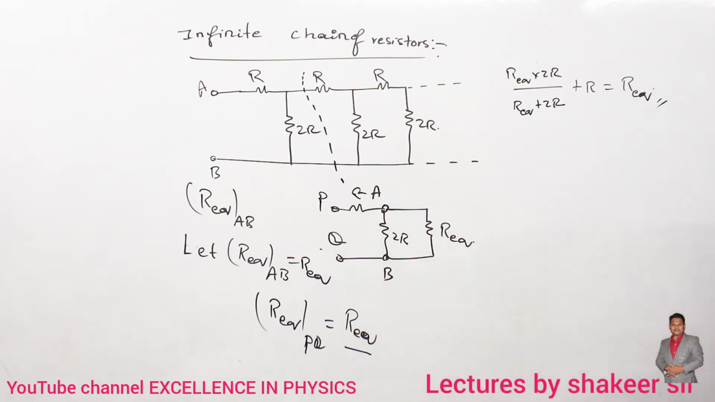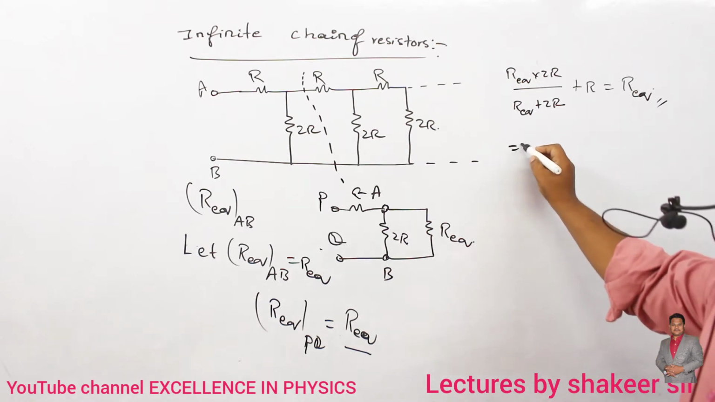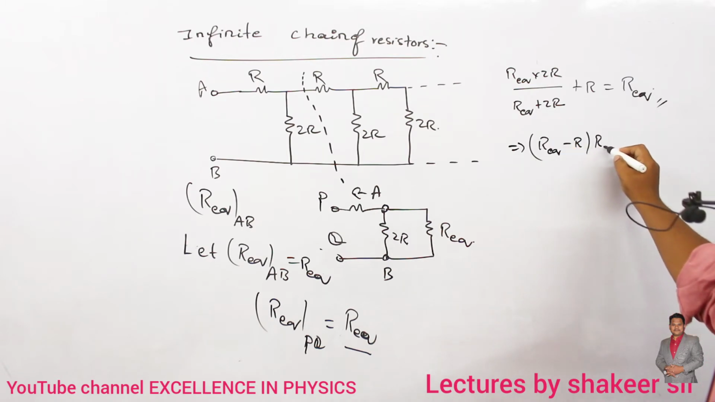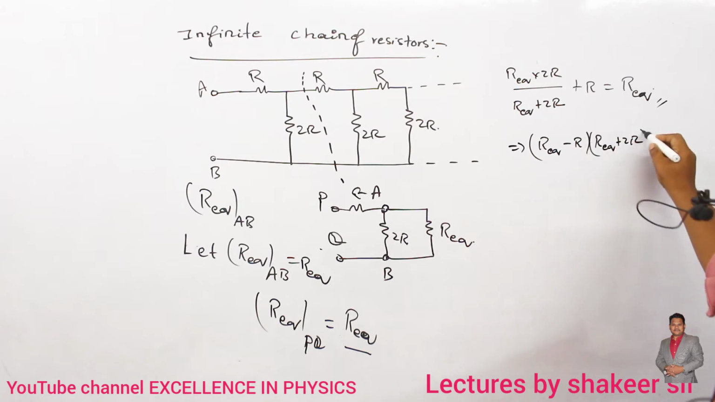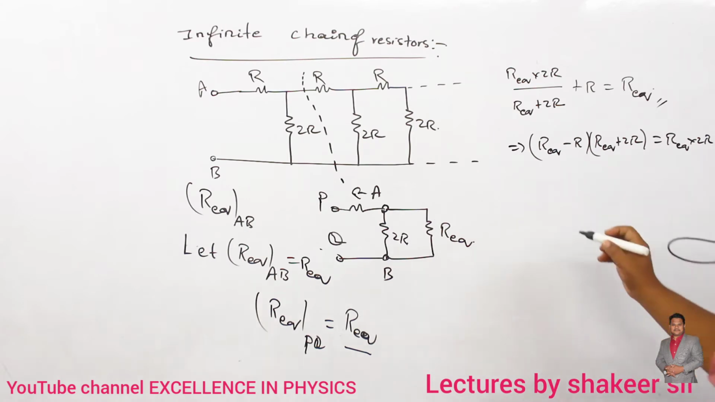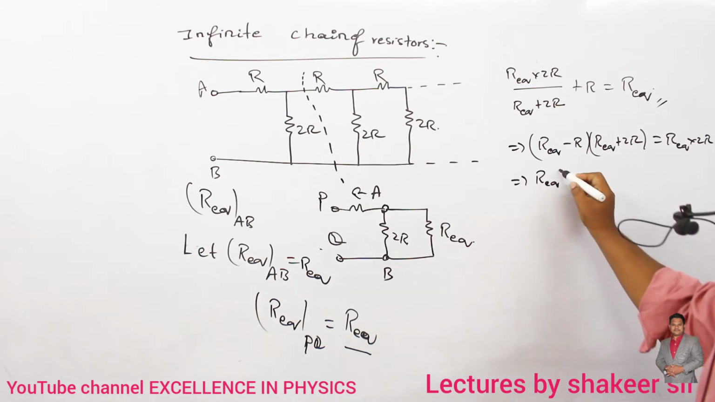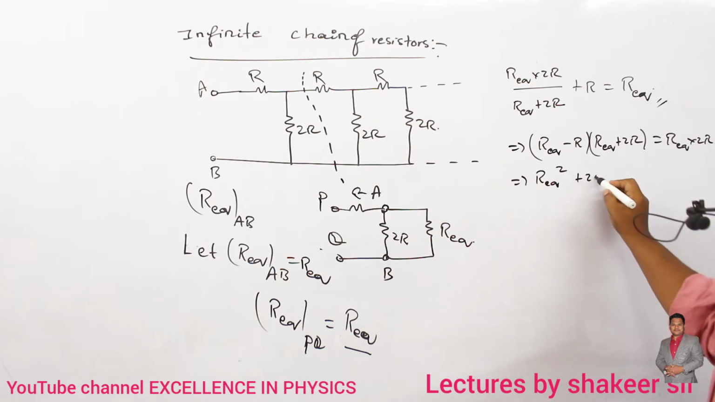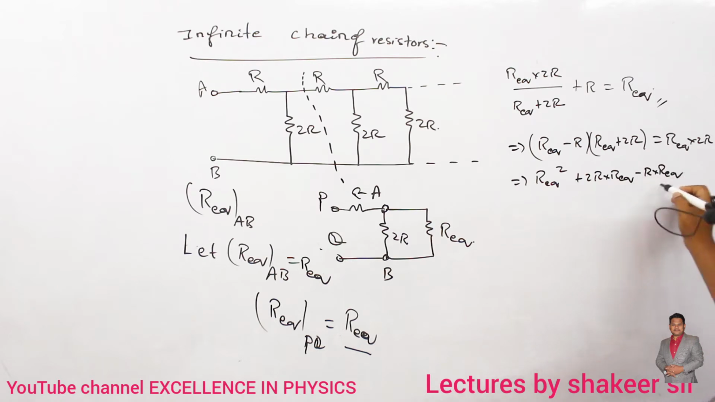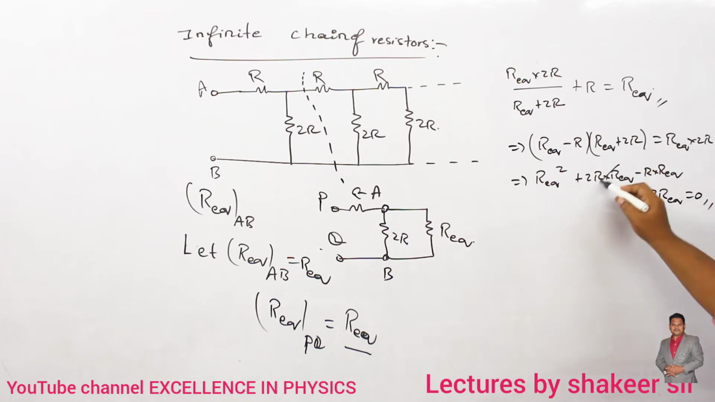Clear? Okay. Now let us simplify this one, see how we can calculate this. So (R equivalent minus R) multiplied by (R equivalent plus 2R). Okay? So this is equal to R equivalent into 2R. Now if I further simplify this, R equivalent square plus 2R into R equivalent minus R into R equivalent. So minus of 2R into R equivalent, total it should be equal to 0. So 2R into R equivalent, and this will get cancelled.